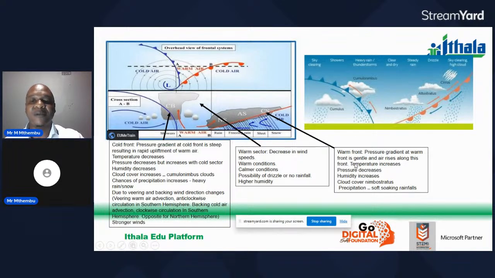This brings more rainfall. And then again, the warm front: the pressure gradient at the warm front is gentle, and air rises along this front. Temperature increases, pressure decreases, humidity increases, cloud cover is nimbostratus. For the type of precipitation, we are going to experience soft, soaking rainfall.